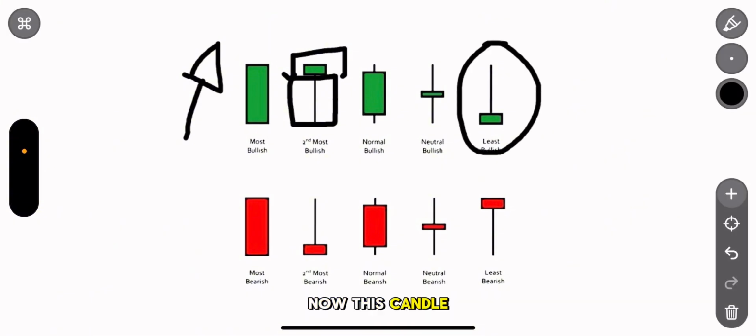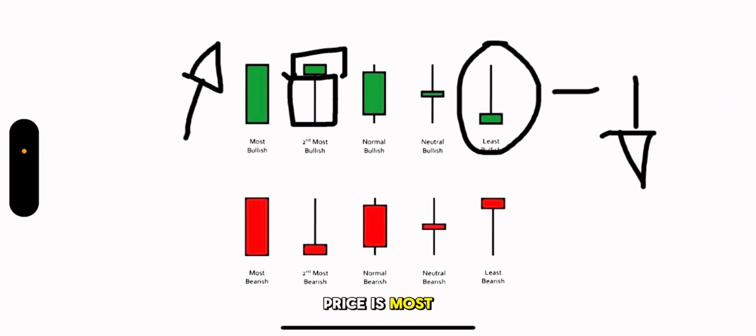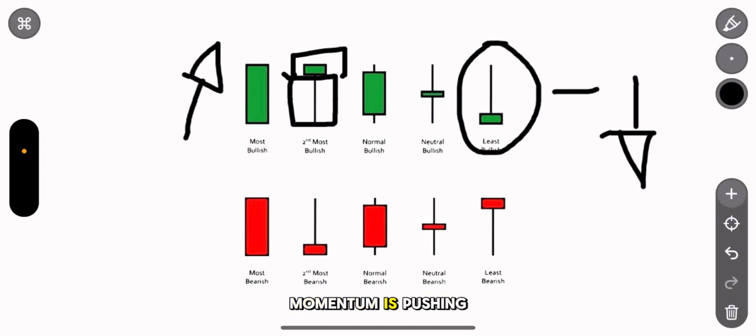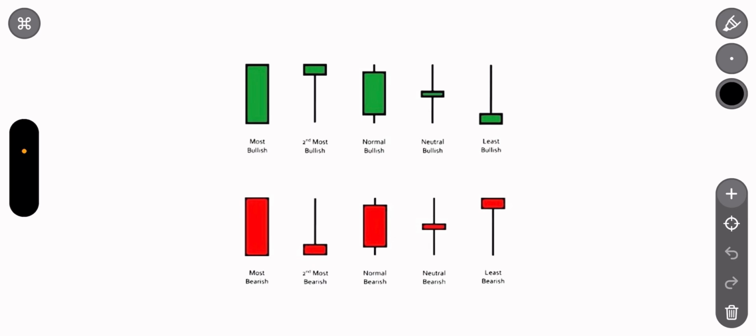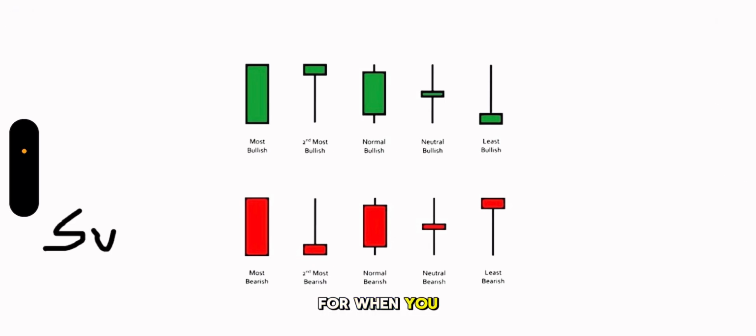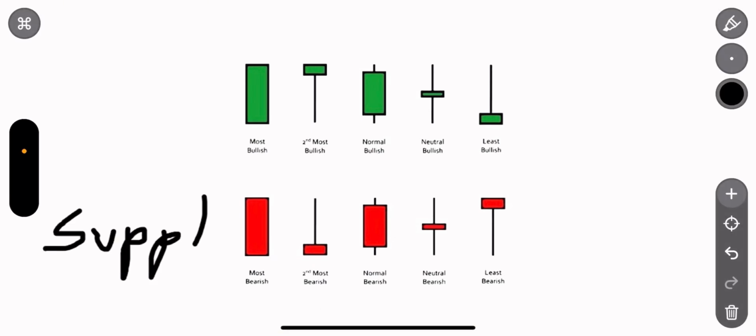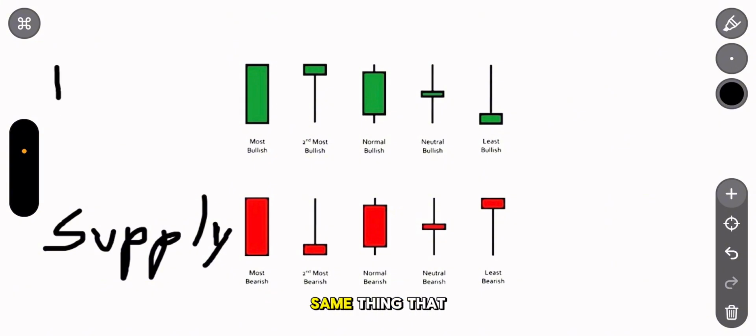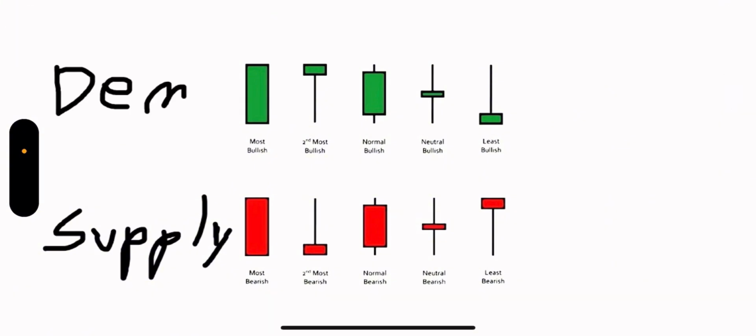Now this candle is indicating that price is most likely going to push down. Momentum is pushing down. The sellers, the people who are selling, are stronger than the people who are buying. So price is pushing down, right? And the same thing for when you find a supply setup. Same thing when you find a supply setup, right? So it's the same thing that we did for the demand.